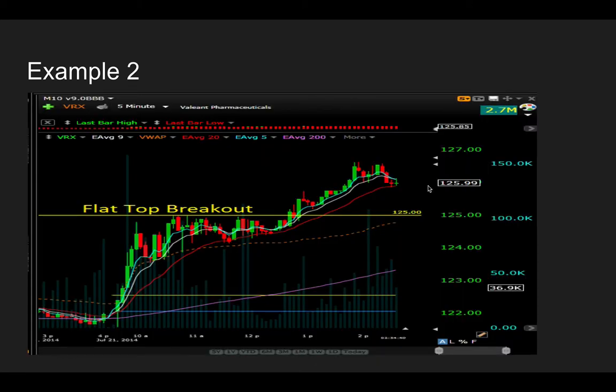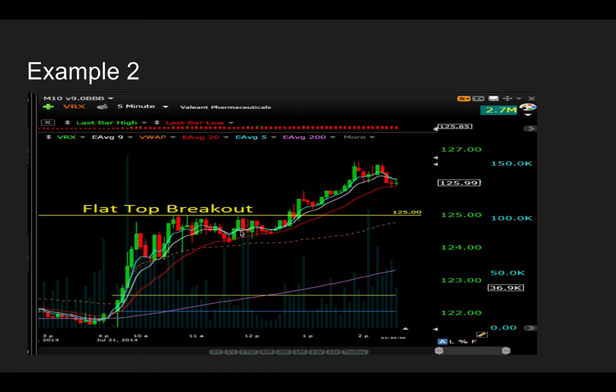So here's an example with a chart. It looks a little bit prettier, and this is the flat top breakout. There's a lot going on in this chart, but the main thing we have to note is that it's on an upward trend, right? The stock is trading at higher support every single time. Higher support, higher support, higher support. So it's on an upward trend.